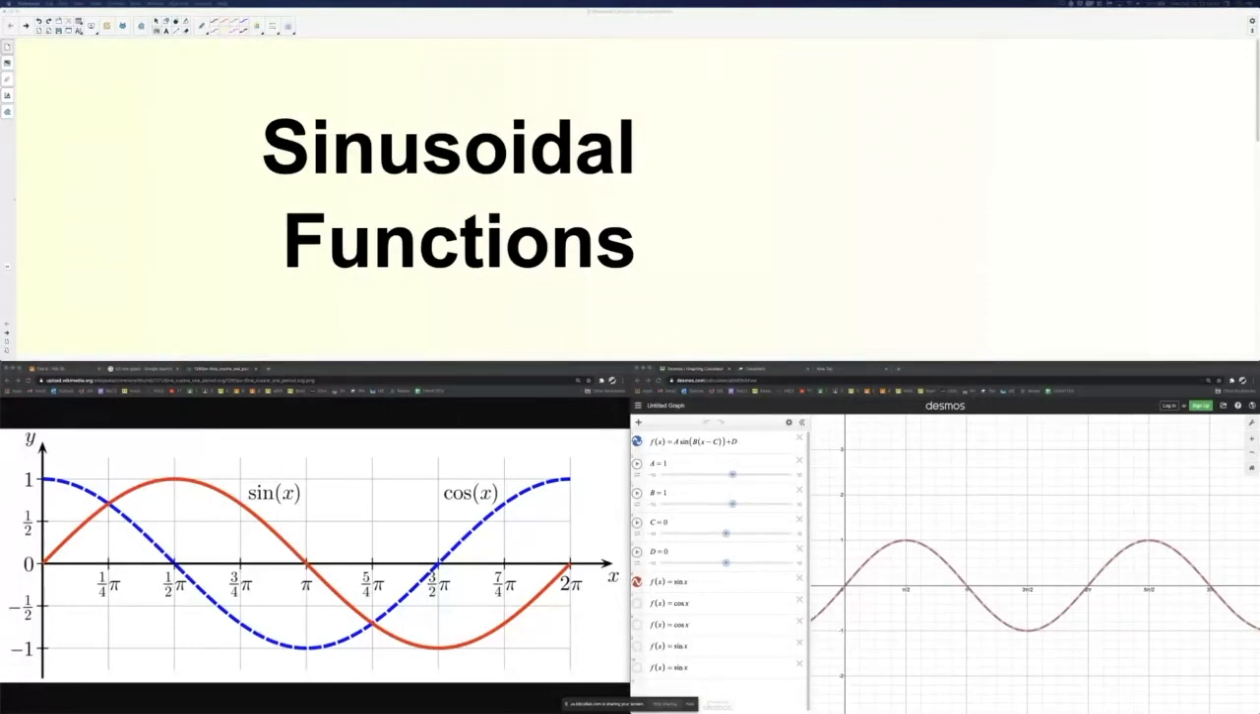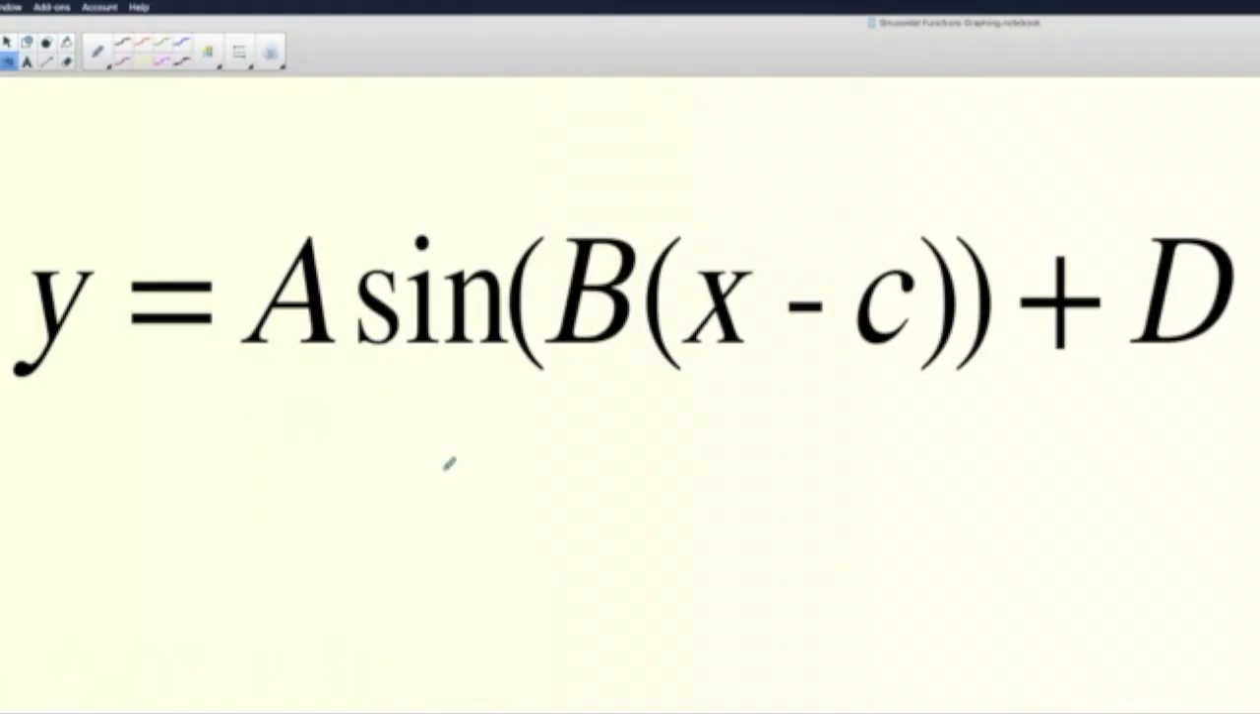So today we are going to look at and observe the properties of the sinusoidal functions. Very simple, very cool. You can do a lot of awesome stuff with them. All right, so this is what the function looks like.